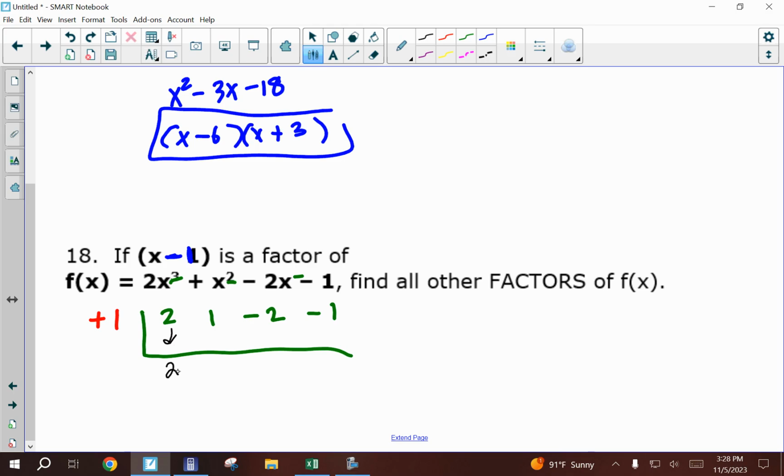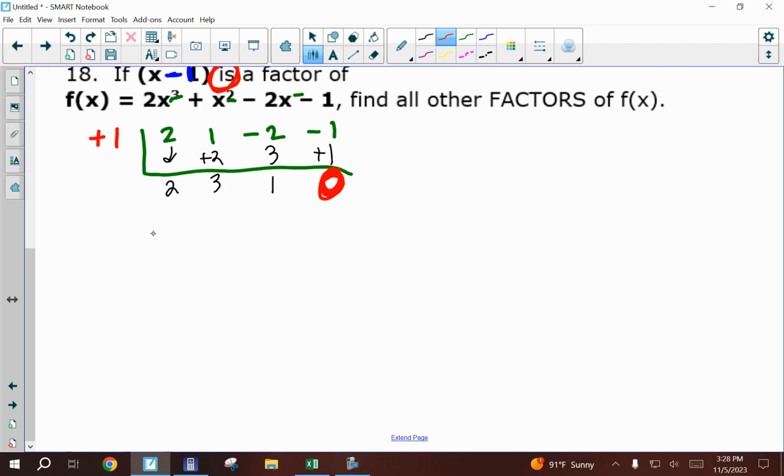Drop that, that's 2, times that, that's 2. Combine that, and that's 3, times that, and that's 3. Combine that, and that's 1, times that, and then that's positive 1. So again, we knew this was going to work. We knew that last number was going to be a 0 because they're saying that it is a factor. So now we need to see what this problem looks like. This problem now looks like 2x squared plus 3x plus 1.